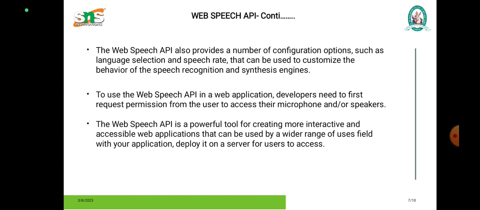The Web Speech API also provides a number of configuration options such as language selection and speech rate that can be used to customize the behavior of the speech recognition and synthesis engines. To use the Web Speech API in a web application, developers need to first request permission from the user to access their microphones or speakers. The Web Speech API is a powerful tool for creating more interactive and accessible web applications that can be used by a wider range of users.